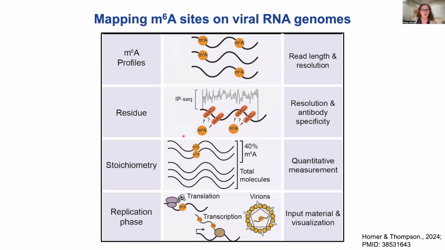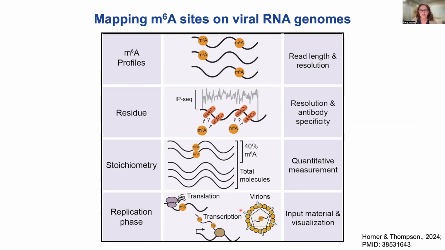We'd want to know which A is methylated in any particular sequence. And so that really requires, again, this resolution, and it requires better methods than antibodies. We also want to know the abundance. So is it 40% modified? Is it 100% modified? What does that mean? And we'd also like to ideally isolate different viral life cycle stages, and maybe even be able to see them in the cell. That's a pretty big ask. So those are the things that we're thinking about in my lab.